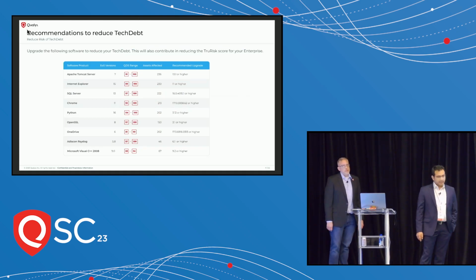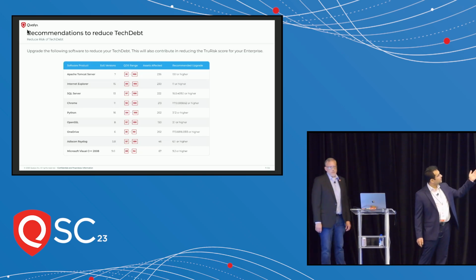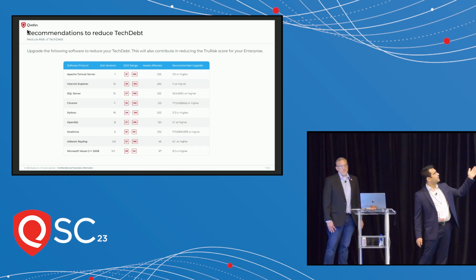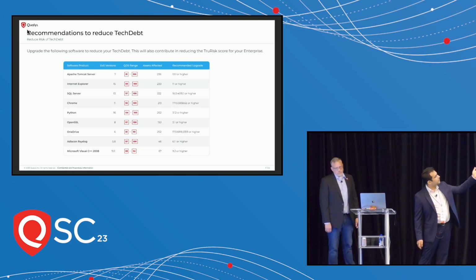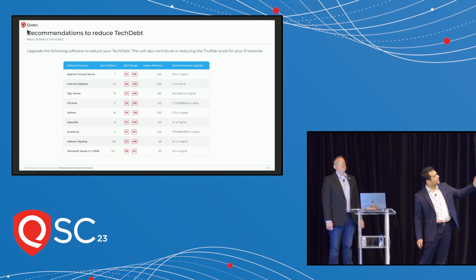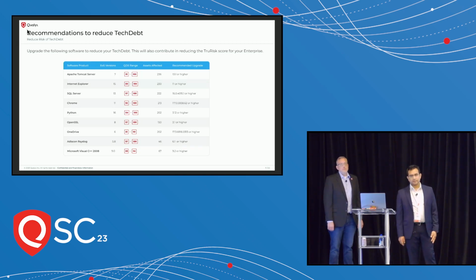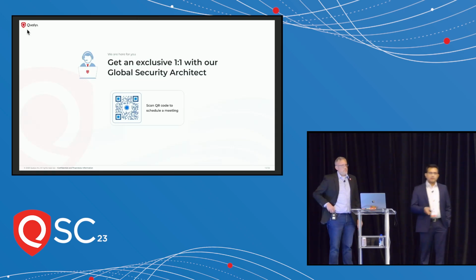So with these recommendations, we give you some actionable insights into, hey, you can actually upgrade your Apache Tomcat server because it has 7 unique end of support versions running on your assets, and we recommend it be upgraded to 10.1 or higher. Or for example, Python, we found 16 different versions of it, and we recommend you upgrade it to 3.12, for example, right? So this actually completes our tech debt report.